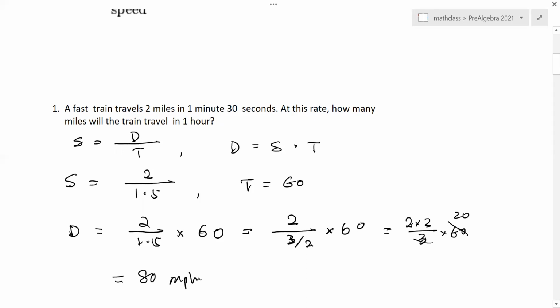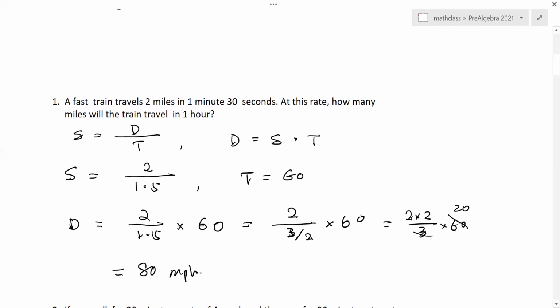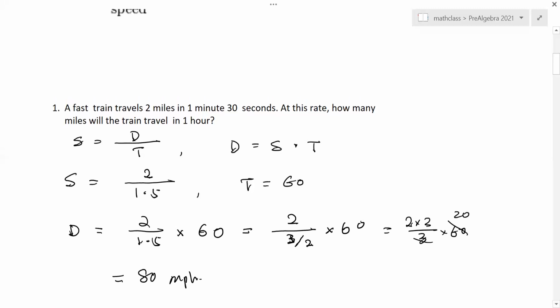Yeah, this is not a fast train actually. Forget it. This is a slow train anyway. So 80 miles per hour.